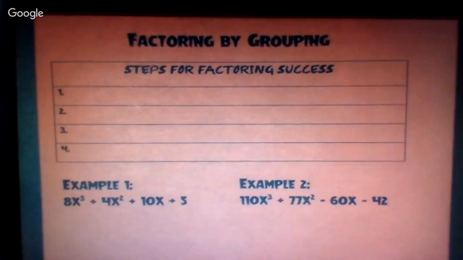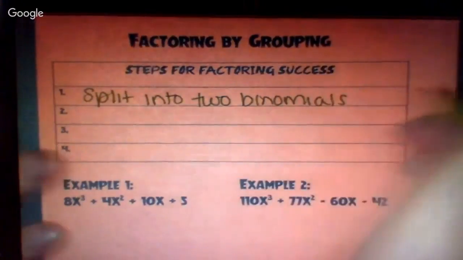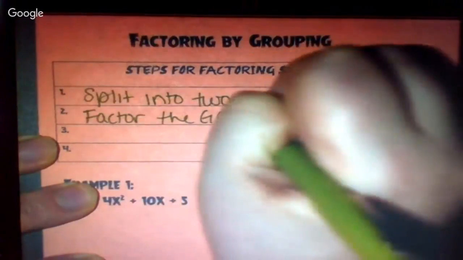Your first step is to split into 2 binomials. All that means is we're going to collectively put 2 terms inside of parentheses. So we're going to split this in half. Step 2, and why we talked about greatest common factor: we're going to factor the GCF of each binomial.